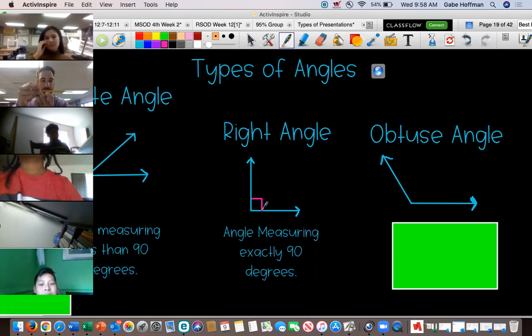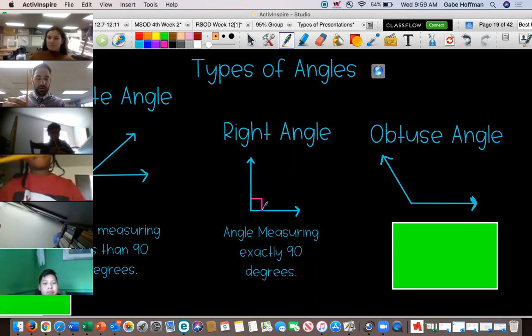So it's gotta look perfectly like this. It's gotta be perfectly straight up and down, all right? Everybody use your pencils right now and make a right angle. Make a right angle.